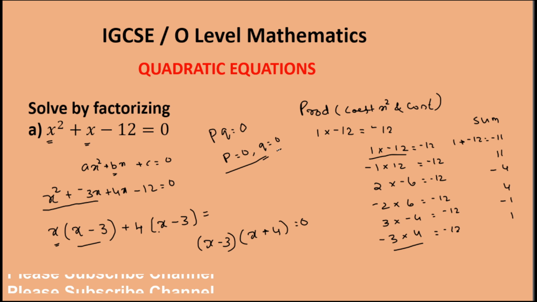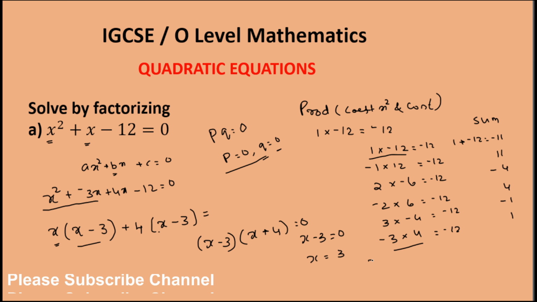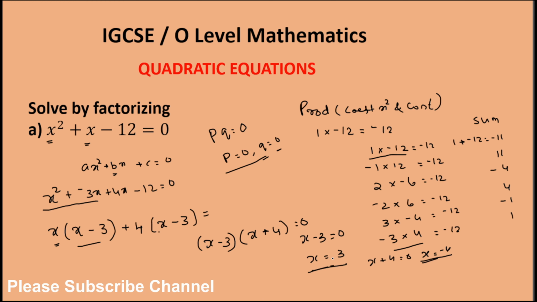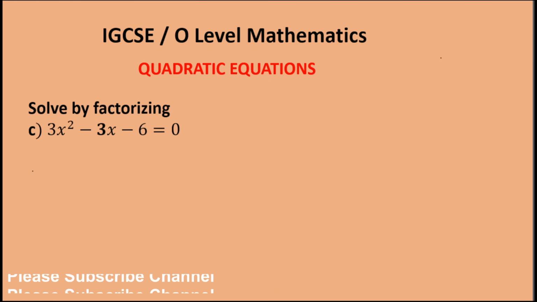Then only we are getting 0. So that means x minus 3 is equal to 0, so x is equal to 3. Similarly, x plus 4 is equal to 0, so x is equal to minus 4. So a quadratic equation has two values of the variable. Here one value is 3. Next question.